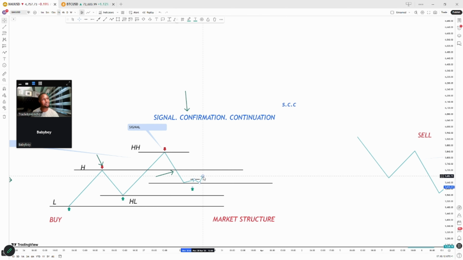Now you see that the price goes back up, and then sellers push it back down, and then buyers push it back up again, and then we broke this high that was created. Do you get it now? So this high that was broken now serves as also a signal. A signal to what? A signal to these buyers.